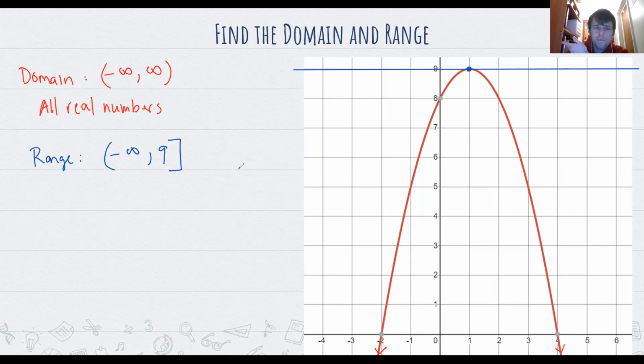Now, just like before, we could write this using some inequality symbols. So this says that our y values must be less than or equal to 9, right? Y coordinates that are at 9 or lower are valid or are allowed. All right, let's keep moving forward.